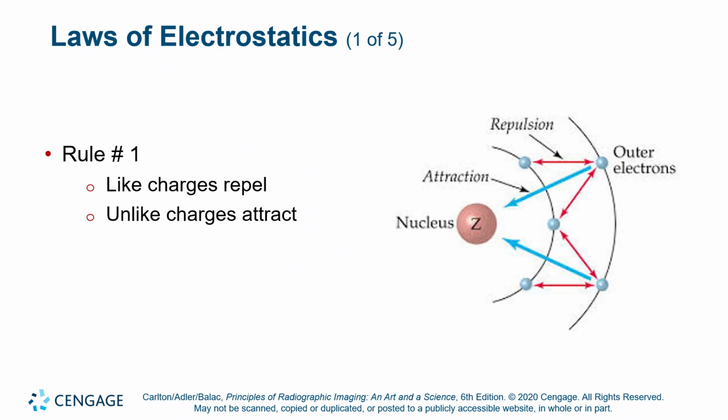All right, so rule number one. You probably have already heard this: like charges repel, unlike charges attract. And so the nucleus has protons in it, right? It has neutrons too, but they don't have a charge. The electrons are actually in orbits because of their attraction to the nucleus.